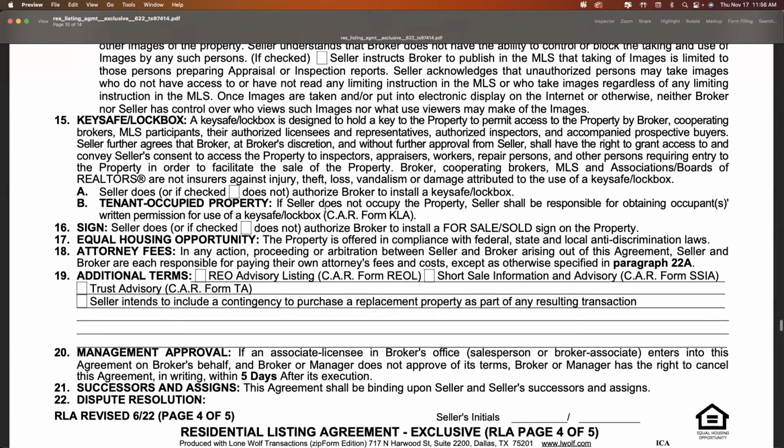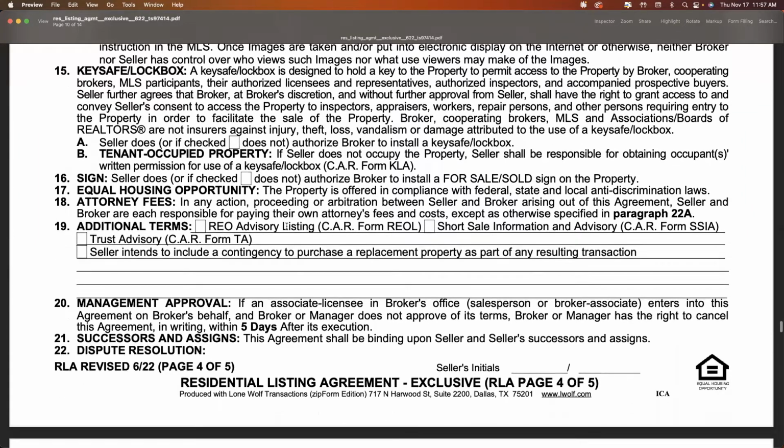And that's it. Tenant-occupied property. If seller does not occupy the property, seller shall be responsible for obtaining occupants' written permission for use of the key safe lockbox. Seller does or does not want to sign. That's it. Equal housing. We're not going to discriminate against anybody that wants to write an offer on this house.